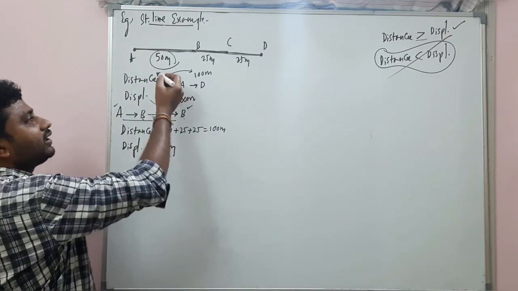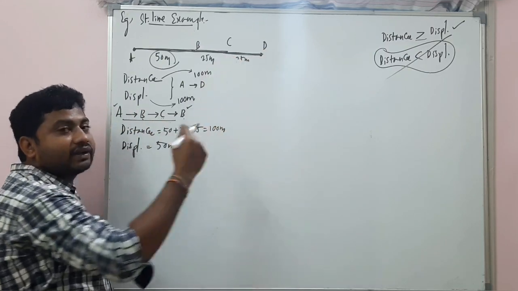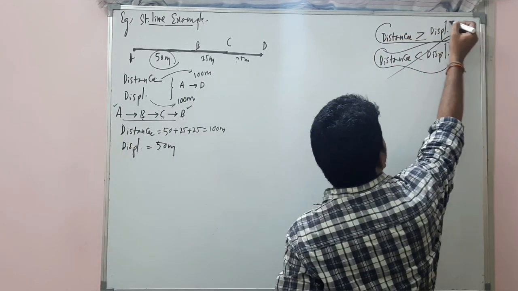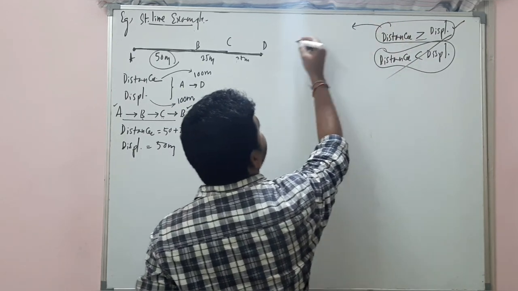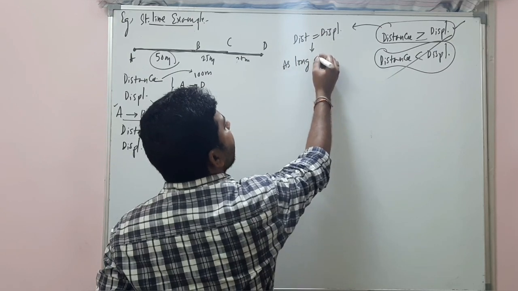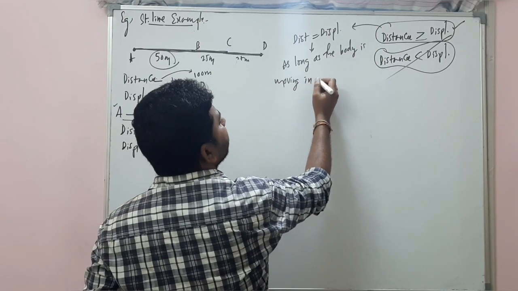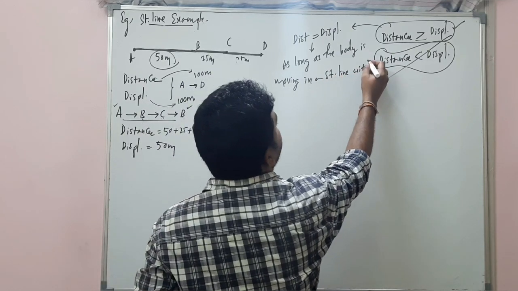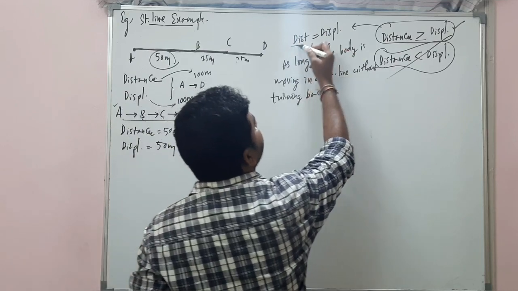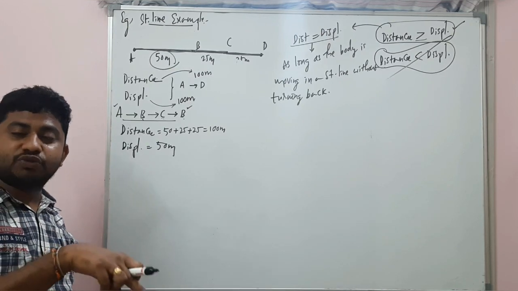When it is equal to displacement, look here. As long as the body is moving in a straight line without turning back, distance equals displacement. When it turns back, the distance value increases and displacement decreases. So this condition is most important. As long as the body is moving in a straight line without turning back, the body will have distance and displacement values the same, speed and velocity values the same, and average speed and average velocity the same.